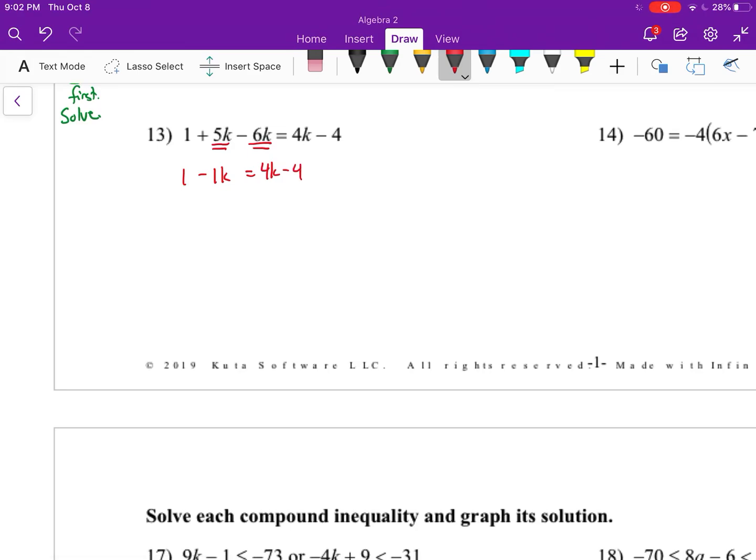We simplified each side. Now we have to get all the k's to one side, the constants to the other. You have different options here. A lot of people try to keep k positive, and then a lot of people try to get the variable on the left side, and sometimes they kind of go against each other. So you can do it whichever way you prefer. I'll go ahead and get the k's to the left side.